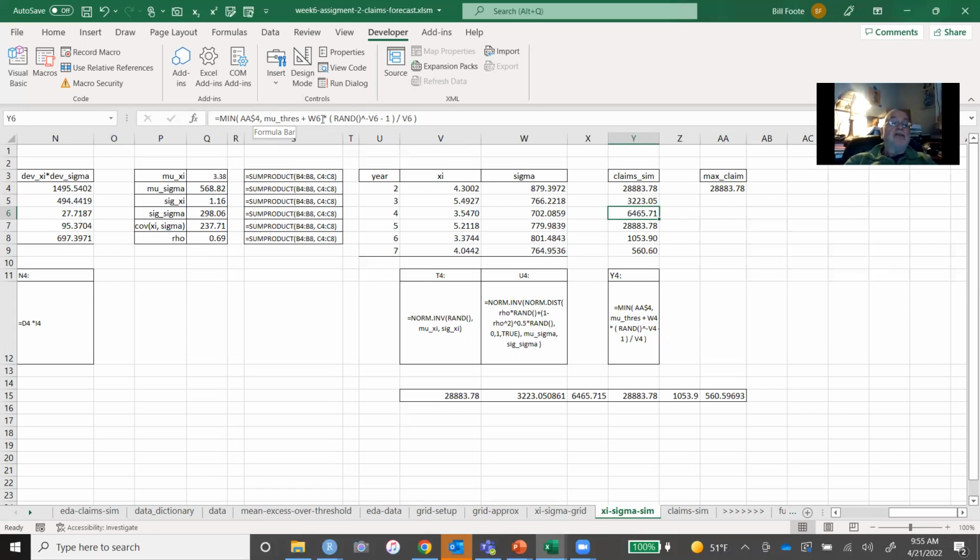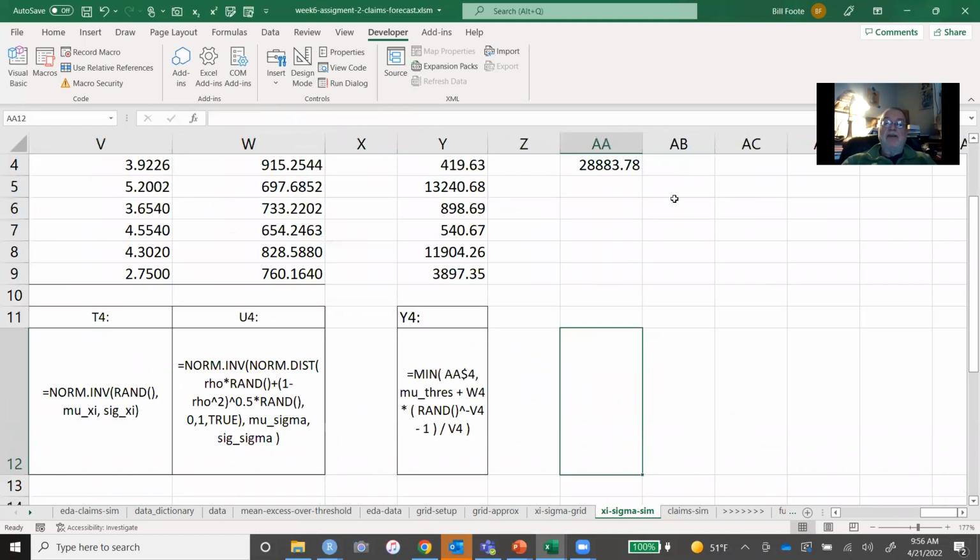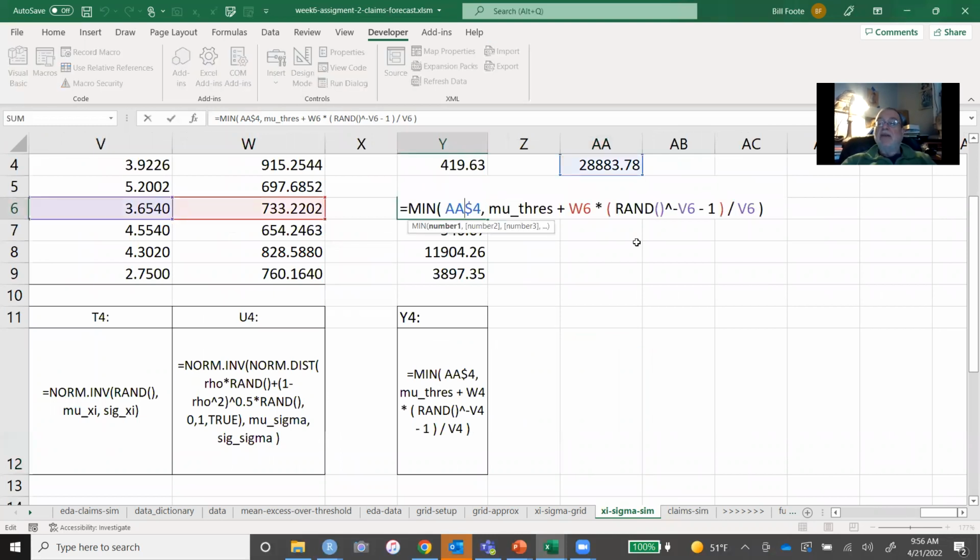add to it W6. What is W6? Sigma. Simulated sigma. Times a random number between 0 and 1. And let's see if I can pull this up a little bit. Oh, see, every time you move it, it changes. There we go. And that number is raised to the minus V6 power, where V6 is C. So W6 is sigma. That's the C. Minus 1 divided by V6. That's how this is produced.